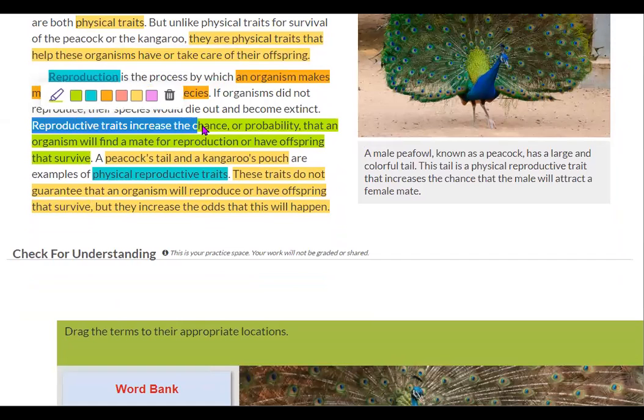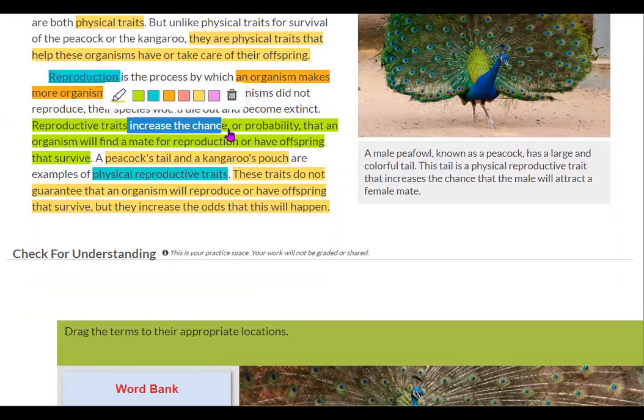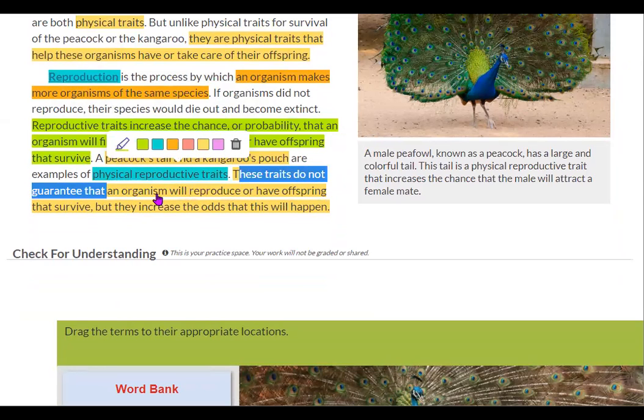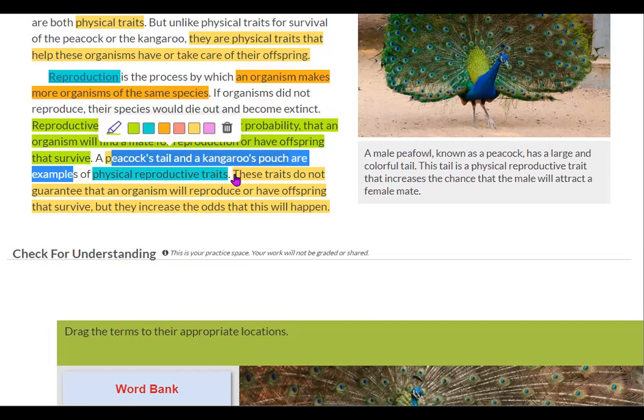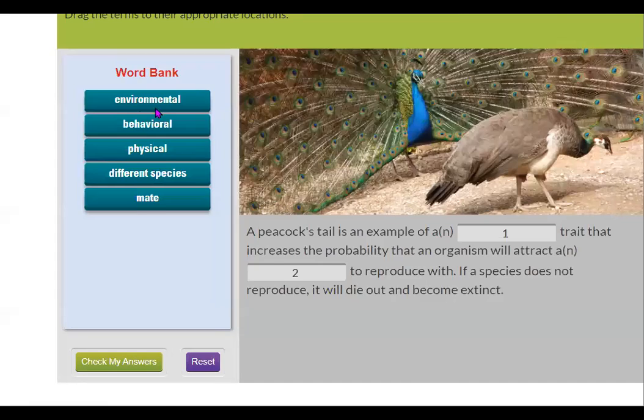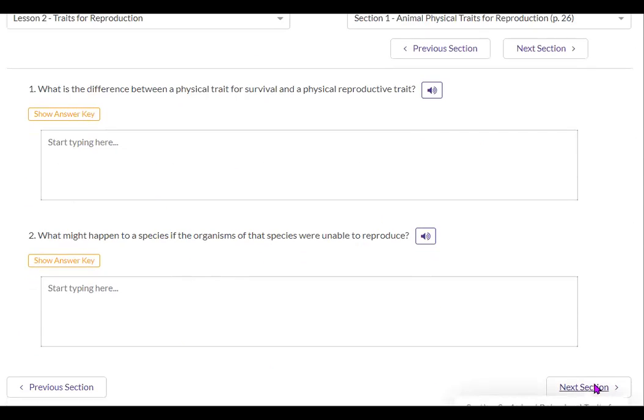Reproductive traits increase the chance or probability that an organism will find a mate for reproduction or have offspring that will survive. They increase the chance. They don't necessarily guarantee reproduction or finding a mate, but they do help. And so they mention here that they don't guarantee that an organism will actually reproduce. A peacock's tail and a kangaroo's pouch are both examples of physical reproductive traits. Make sure you work on this section and these questions.